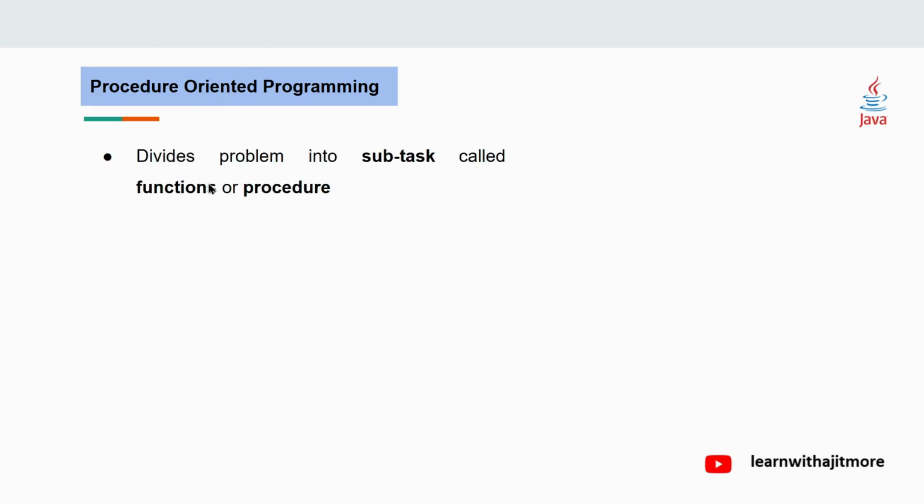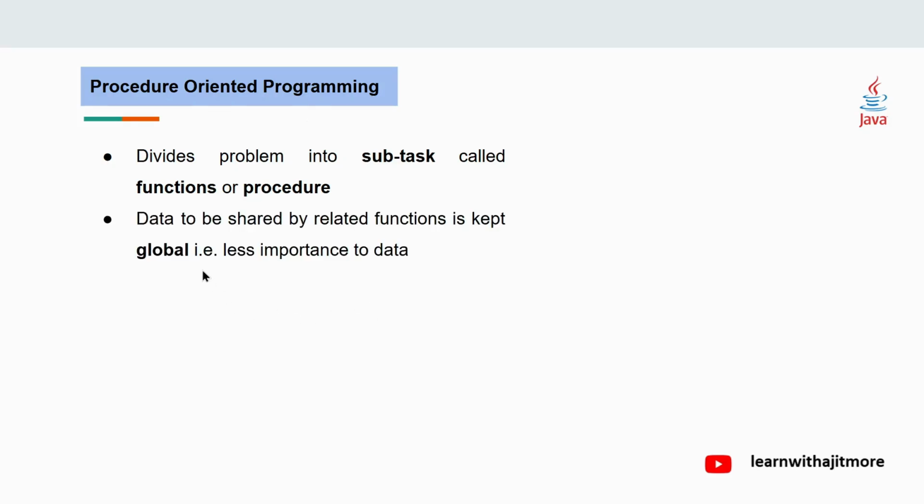So that is the basic principle. I'm not going into too much detail because from an interview perspective, that much of the basics you should know. So divide the problem into subproblems, and each subproblem will be called a function or a procedure or a subprogram or a subroutine. So many names are there. Then if these subprograms want to share something, only one option: keep it global. Data to be shared by related functions is kept global. But as it is kept global, it is accessible throughout the program. Anyone can access it. So irrelevant functions also can access, therefore less importance to data.